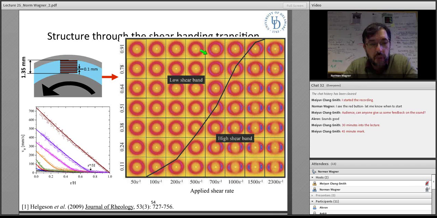And this is the measured velocity profile, for example, for the 700 shear rate. It corresponds to the purple pattern here. Near the inner rotating wall, you have a very high shear rate.